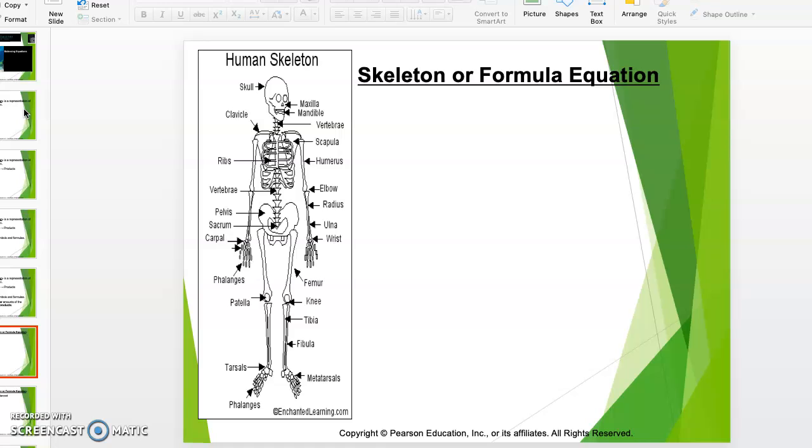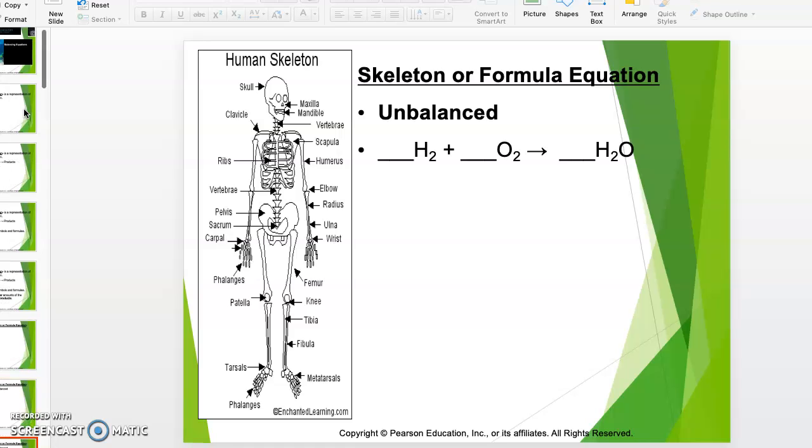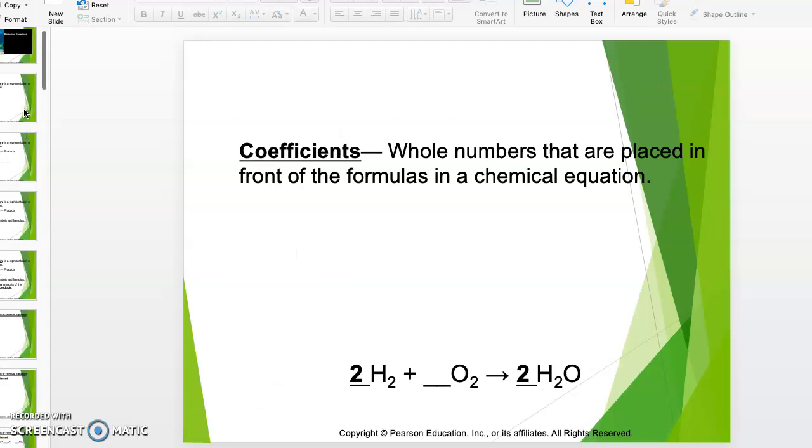Now, there's something called a skeleton equation. It's basically an unbalanced equation. Okay, like this right here, we have H2 plus O2. That's hydrogen gas plus oxygen gas, and the two of them come together to form water.